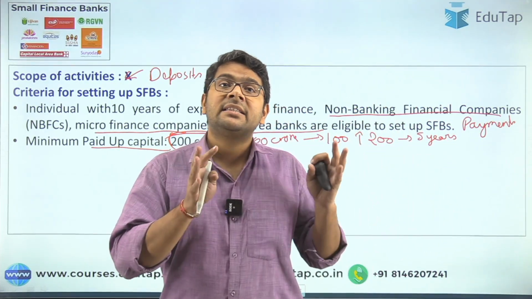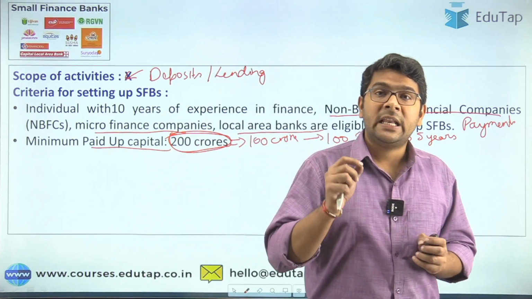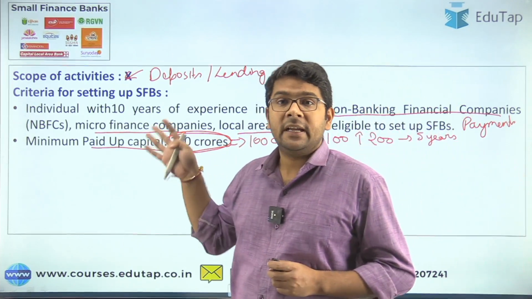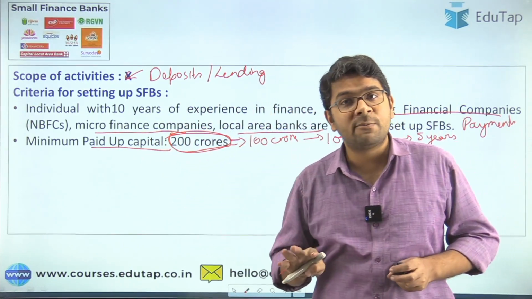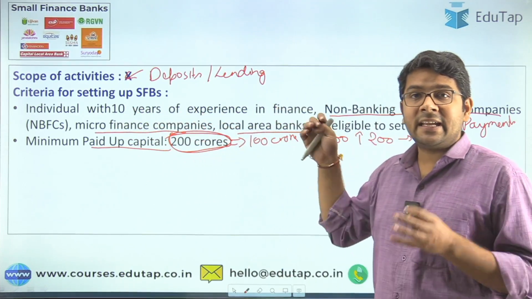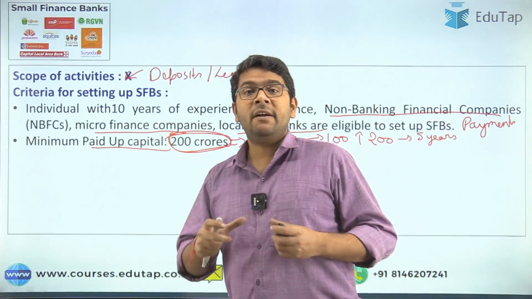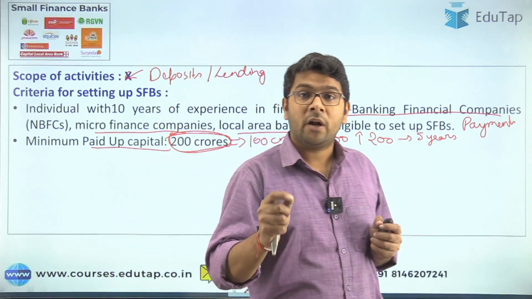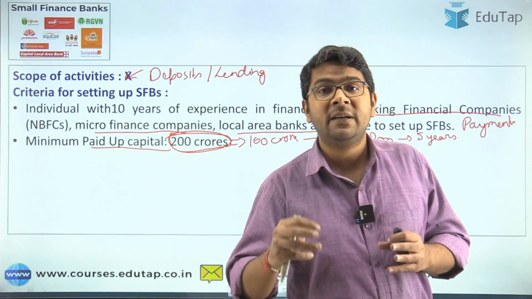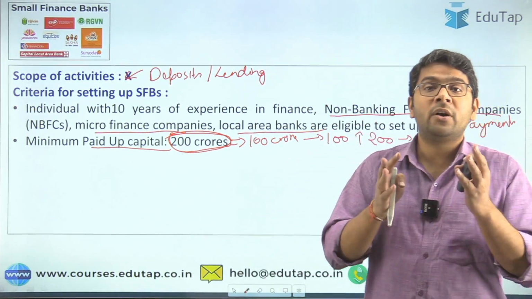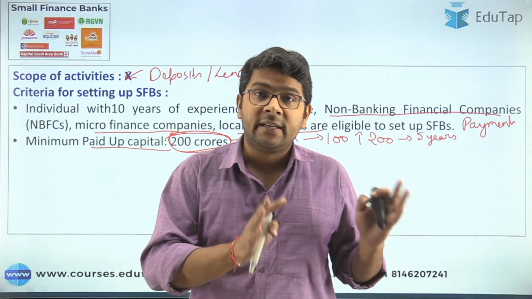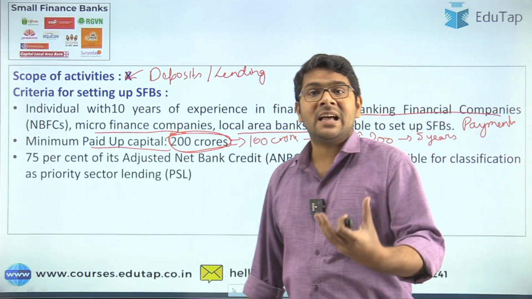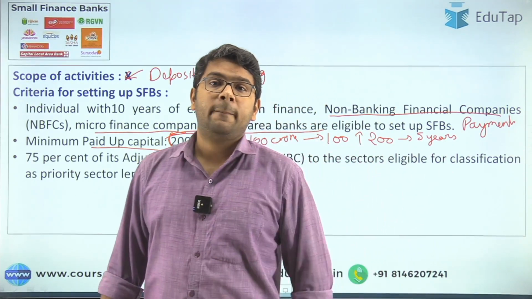So guys, this is the establishment criteria for the small finance bank. I hope each and everything is clear. We have discussed the entity who can establish, individuals or the professionals having 10 years of experience. Then there are certain other entities like NBFCs, microfinance companies. Then we have discussed the capital requirement. Minimum paid up capital requirement is 200 crore. Earlier it used to be 100, but now it has been revised. Then we have discussed the important criteria regarding the cooperative societies. Okay. So guys, now we'll move on to the operational aspect of small finance bank.